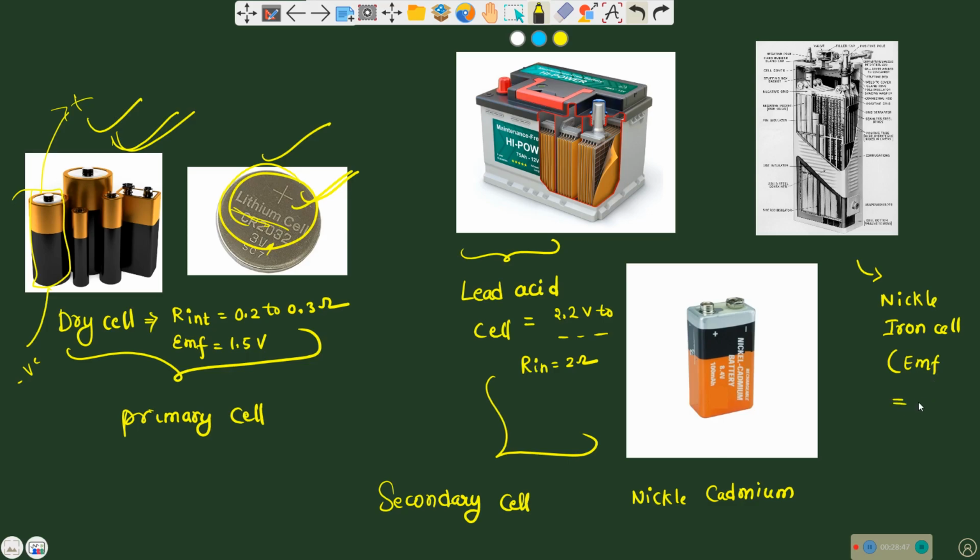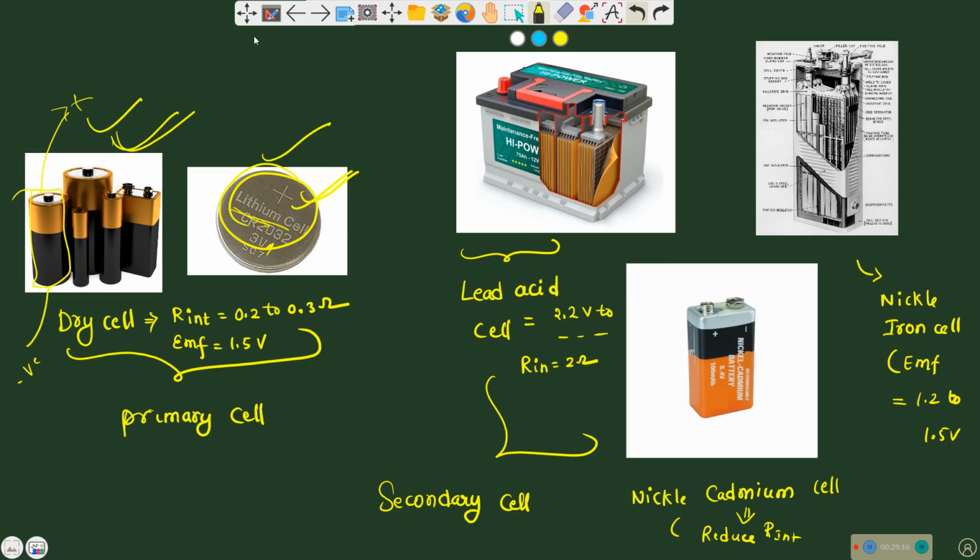EMF will be 1.2 to 1.5 volts. For nickel cadmium cell it will be how much? So here cadmium plate is used to reduce the internal resistance. Okay, cadmium is used to reduce the internal resistance. Okay, remember this.